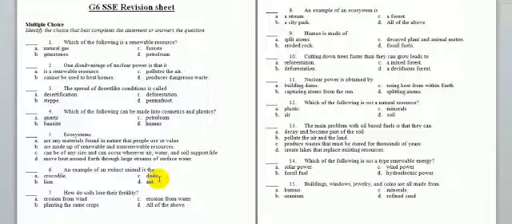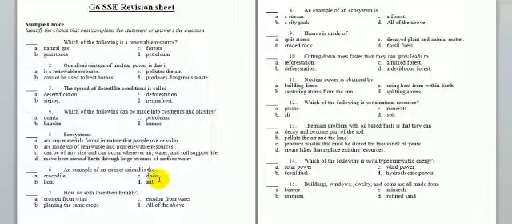Number 8. An example of an ecosystem is stream, forest, city bank, or all above. Of course it is all above. Ecosystem can be big, can be small, can be everywhere, anywhere. So the right answer is D.